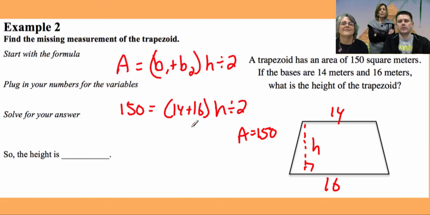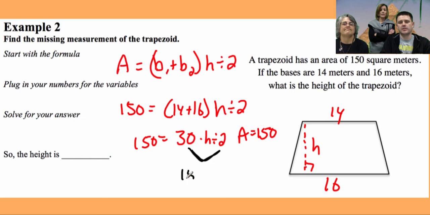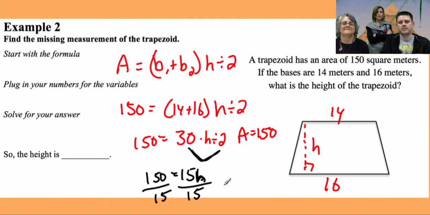So, we are going to add 14 and 16 together. We now have 30h divided by 2 is equal to 150. So, I think we should do the 30 divided by 2 over on this side. So we got 15h is equal to 150, and many of you can figure out where this is going mentally. Either way, we're dividing both sides by 15 to undo that one-step equation, and we now have h equals 10. Be careful on your labels. It's 10 meters, not meters squared.